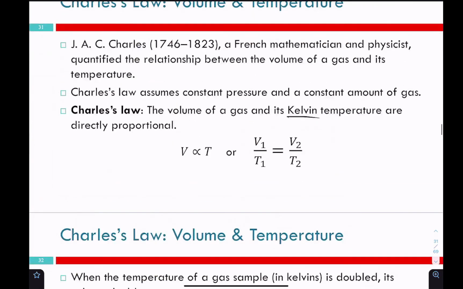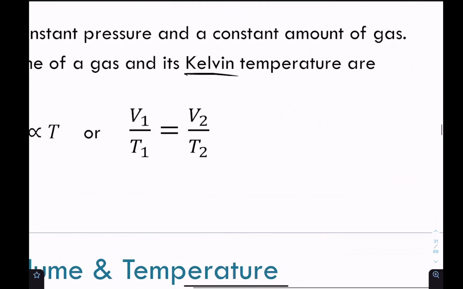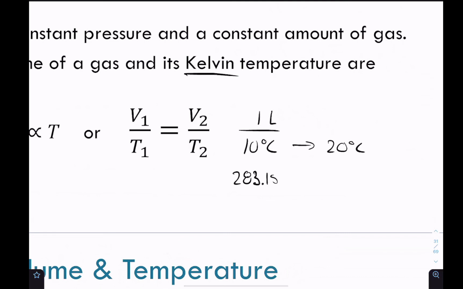Actually, let's go back into this. There's a couple weird things that can happen. So if we have a volume of 1 liter, and we have a temperature of 10 degrees Celsius, the problem is that doubling 10 degrees Celsius only means going up to 20 degrees Celsius. But in kelvins, this is 283.15 Kelvin, and that's only going up to 293.15 Kelvin, which is not doubling, right? So when you convert everything over to Kelvin, these become much smaller changes.